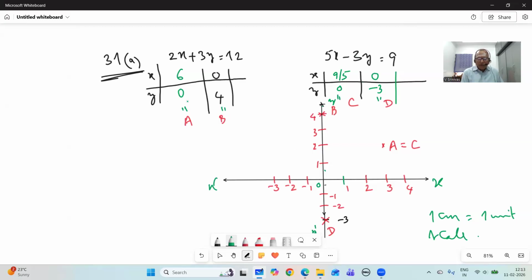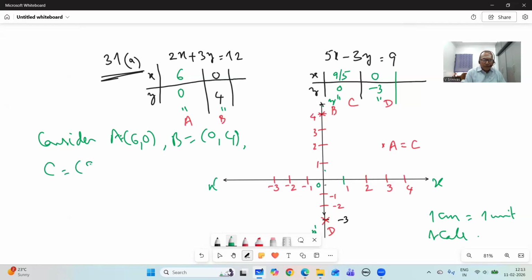You mark A equal to, consider A is equal to x comma 0. Order is important. You have to take x comma y here. And then B equal to 0 comma 4. First you take x coordinate and then take y coordinate. Similarly, you take C equal to x coordinate is 9 by 5 and y coordinate is 0, and D is equal to x coordinate is 0 and y coordinate is minus 3. Okay, so you have got 4 points. You have to mark these on the xy plane.